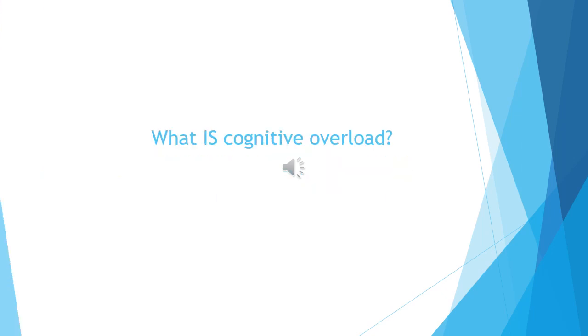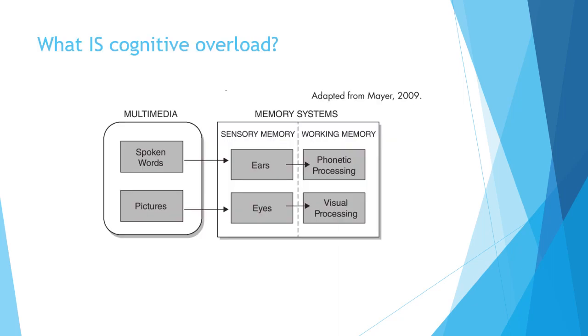I'd like to talk about one of the major obstacles to learning for multimedia presentations, known as cognitive overload, and how one can avoid it. In order to understand cognitive overload, or overload for short, we should first talk about how most people process information.